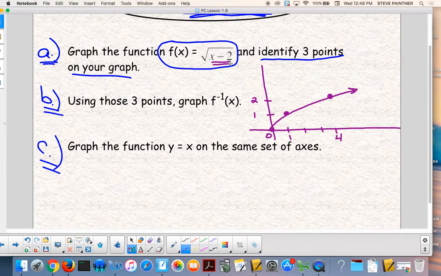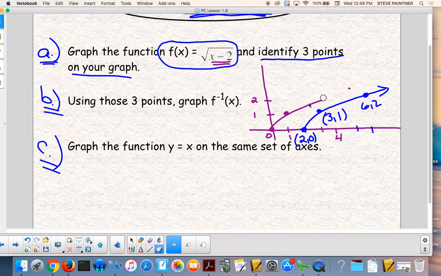This is a horizontal shift right 2. So this parent would start where? 2, 0. There you go. So it starts at 2, 0. Where would this one go? 3, 1. Okay. Where would this go? This is 4, 2. This would go where? 6, 2. Got it. So there is the graph of that. Now I'm going to erase the parent because I don't want to see the parent now. All right.